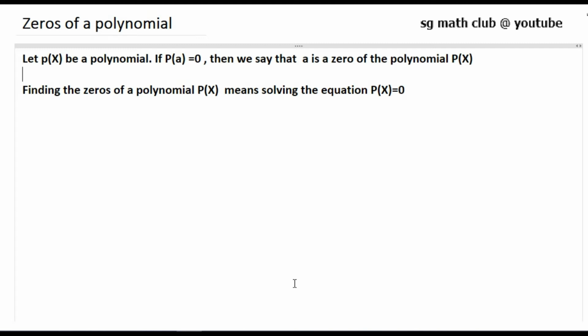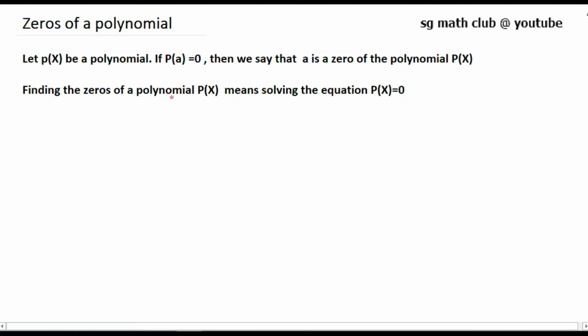So what do you mean by zero of a polynomial? Let p of x be a polynomial, and if p of a equal to 0, then we can say that a is a zero of the polynomial p of x. Or finding zeros of the polynomial p of x means solving the equation p of x equal to 0.